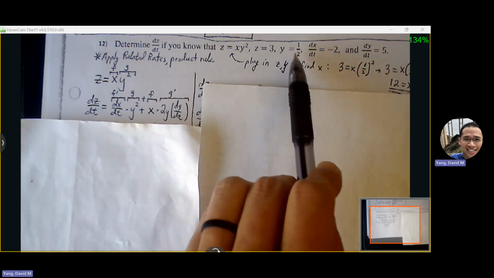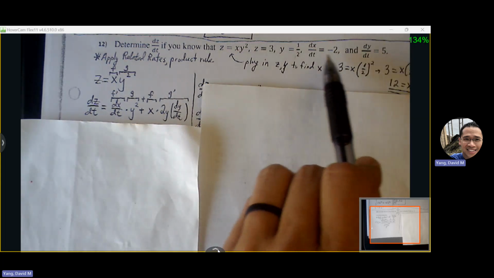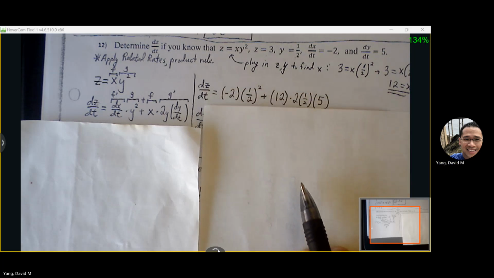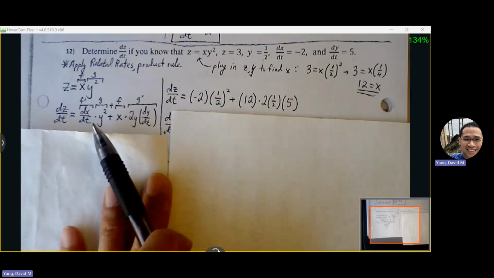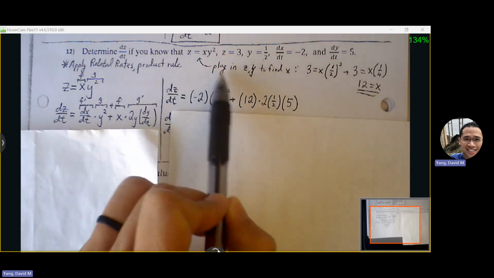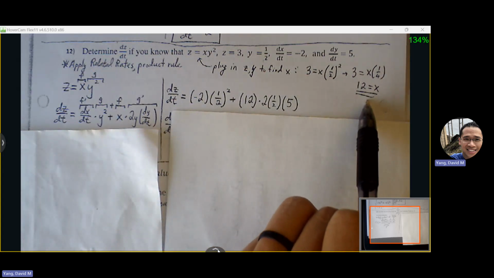We have z to plug in. We have y to plug in. We have dx/dt and dy/dt. But we're still missing x. So because we're missing x, we have to go back to our original equation, plug 3 and 1/2 in, and gather that information before we can truly plug in and solve.